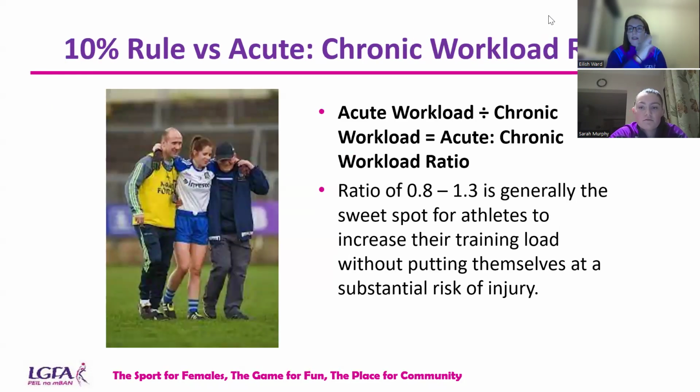And in terms of a bit of a calculation for this, what you want to get is the acute to chronic workload ratio, okay? This is where we take the training that we've done that week and divide it by the average of the training that we've done over the previous 4 weeks, okay? If we can get this ratio in the space of 0.8 to 1.3, this is generally what is termed the sweet spot, okay? Because this is the spot where we're not moving backwards, we're moving forwards, but equally we're not putting ourselves at risk of injury, okay?